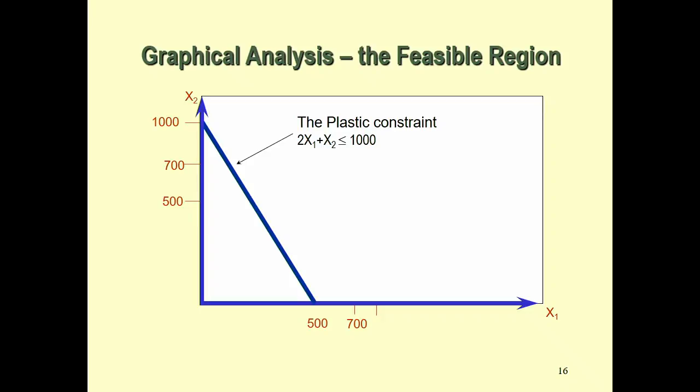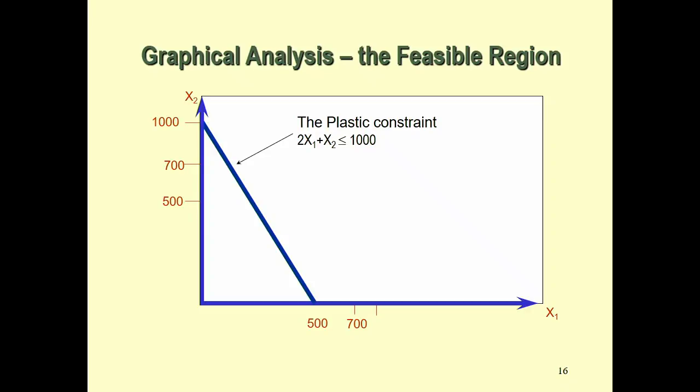The next one, the plastic constraint. This is space rays, and this is zappers. The plastic constraint said 2x1 plus x2 is less than or equal to 1,000. To graph a line, we can do it with one point and a slope, or how else can we graph a line? Two points, okay.